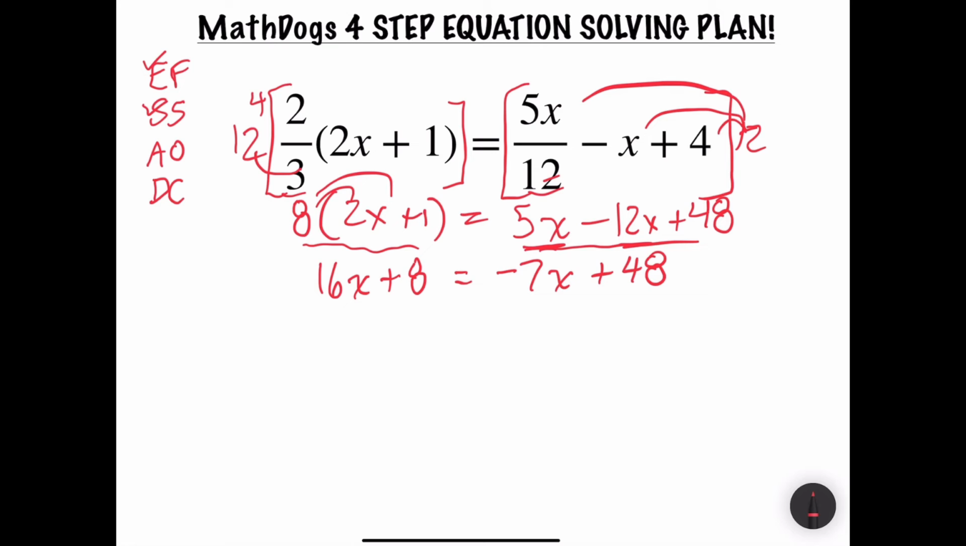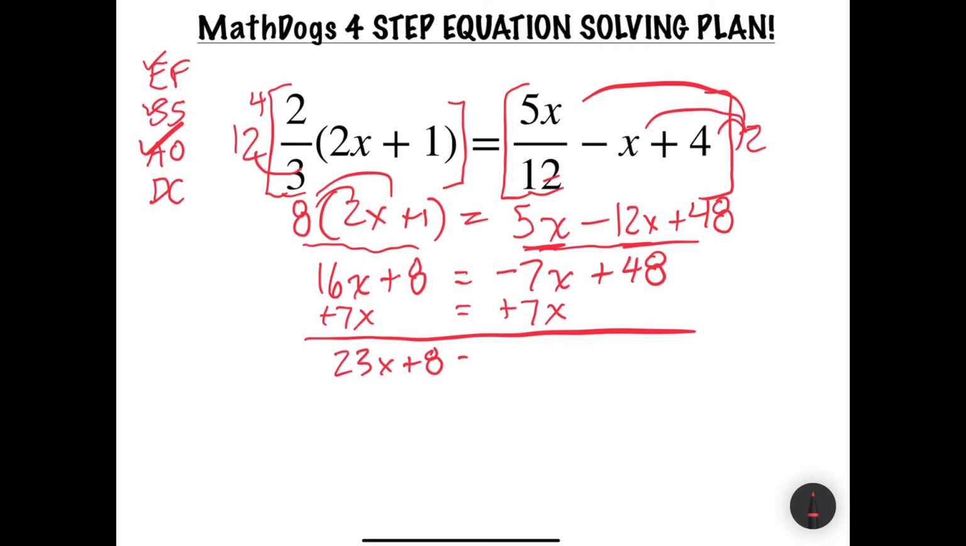Step 3. Are my variable terms on one side and all of my number terms on the other side, or do I need to add the opposite? And the answer is I'm going to need to add the opposite. I'm going to put all of my variable terms on the left side in order to keep them positive, and so I'm going to add the opposite of negative 7x to both sides, which is positive 7x. So 16x plus 7x is 23x plus 8. Negative 7x plus 7x is 0, or as some people say, it cancels out. 0 plus 48 is 48.